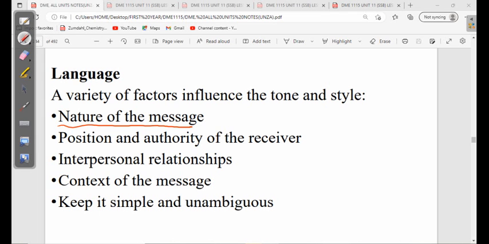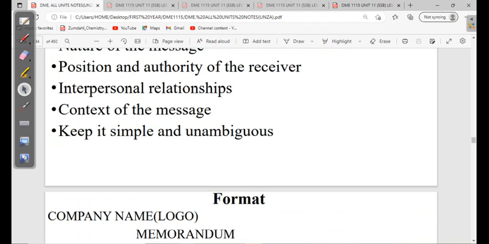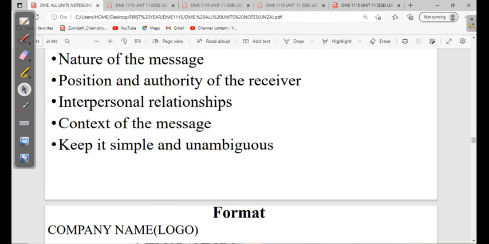And also the position and authority of the receiver. To whom are you writing the memo? That is also going to affect the language of the memorandum. And also the nature of the message. What are you talking about? Okay. Interpersonal relationships: the receiver and the sender of the memo. What relationship exists between them? Context of the message: what are you really trying to talk about in the message?